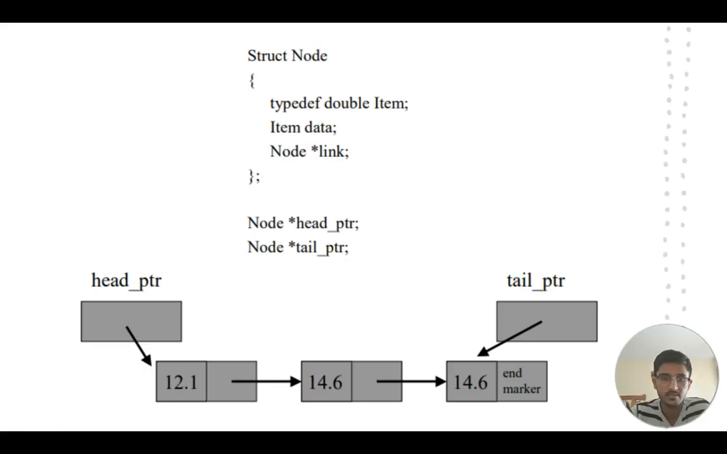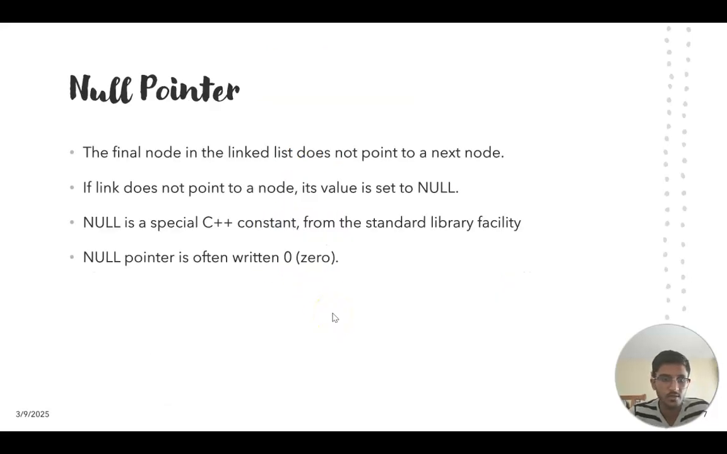Okay, and this is how the code would look. Again, this is the node when we're defining what the node is, and these are the two pointers that we now added to our linked list.